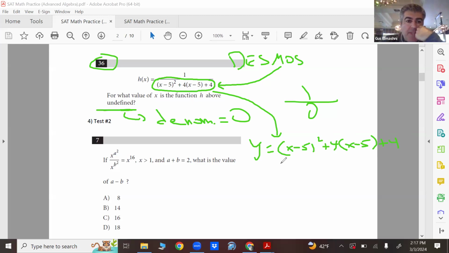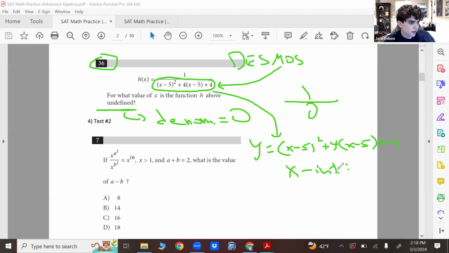And just tell me where it crosses the x-axis. Because remember, when you cross the x-axis, y is 0. It crosses the x-axis at (3, 0). There we go. That's it. That's what makes it undefined.